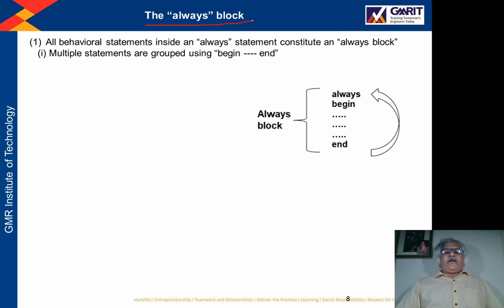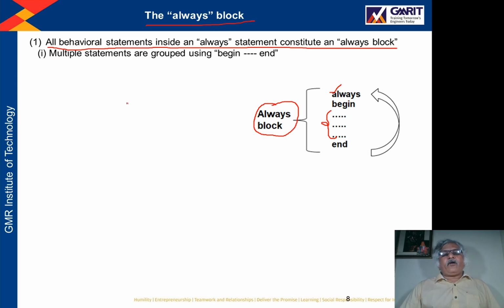Now we will see the always block. All behavioral statements inside an always statement constitute an always block, right? This is the always keyword, and inside it we have written these statements. So these statements inside the always keyword are your always block. Multiple statements are grouped using begin end. Same thing we just discussed for the initial block: we have to use begin and end if the number of statements is more than 1.